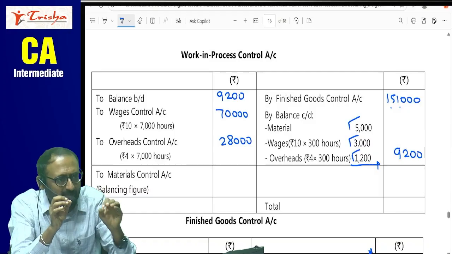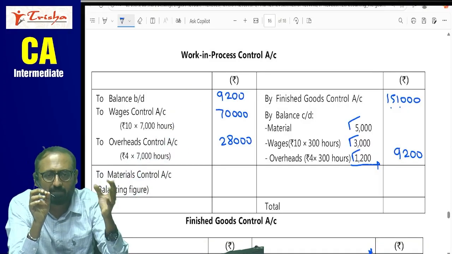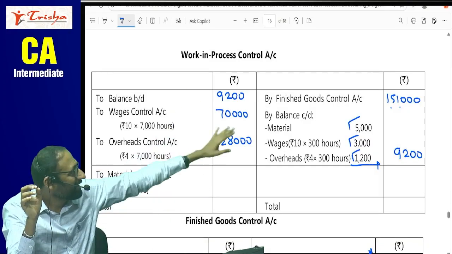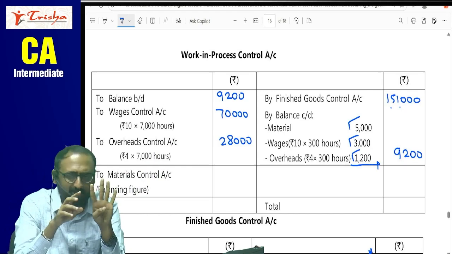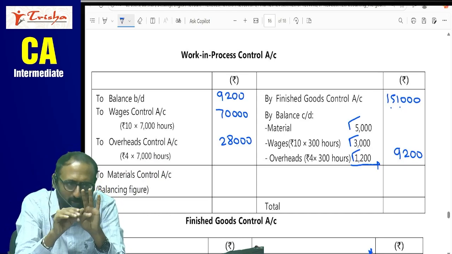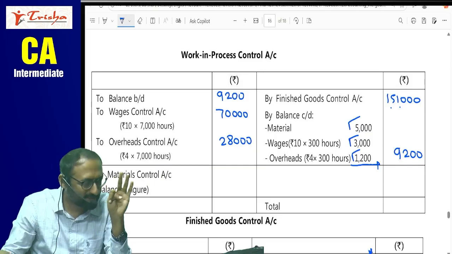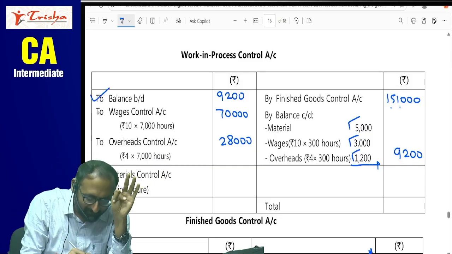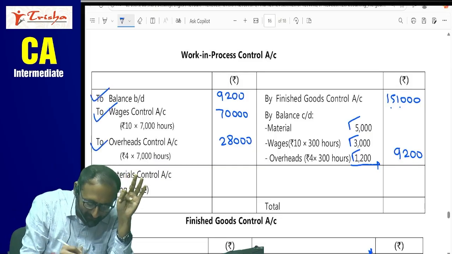You decide and tell me on the debit side which item is missing. Don't read the last part, just check which items are missing. I told you, 4 items will be there on the debit side. First item will be opening stock. Is opening stock given, yes or no? Direct wages is given. Factory overhead absorbed is given.